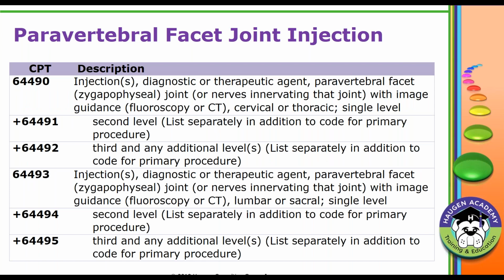We have the codes listed here. CPT code 64490 and 64493 are intended to report all the nerves that innervate the first paravertebral facet joint level that is injected, and not each nerve. CPT codes 64491, 64492, 64494, 64495, those add-on codes you see there, are used to report each additional paravertebral facet joint level, and again, not each additional nerve.